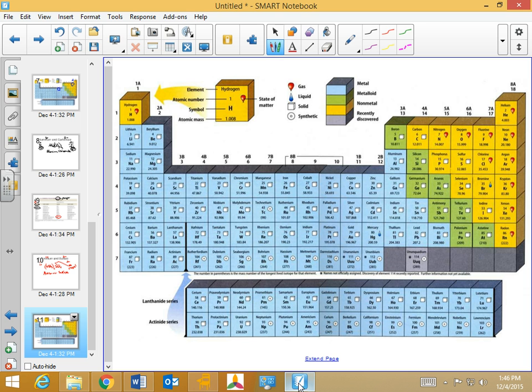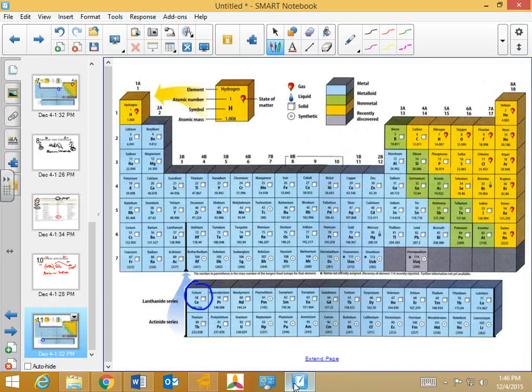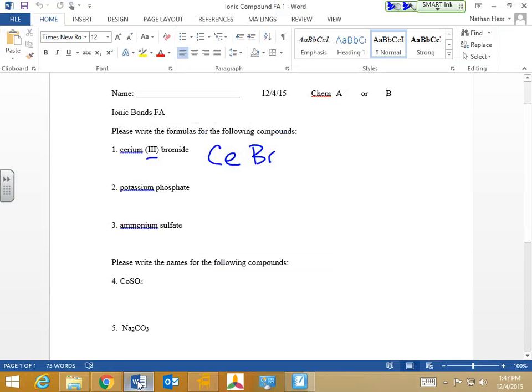If you look on the periodic table, cerium is right here. It is a Ce. So Ce, and I've told you that has a charge of 3+. That's what that Roman numeral means. And bromine is Br. And if we were to look again at that periodic table, bromine is over here, and we know it's a -1. So I have a 3+ and a -1, so therefore I need 3 of those to balance it out. CeBr3.